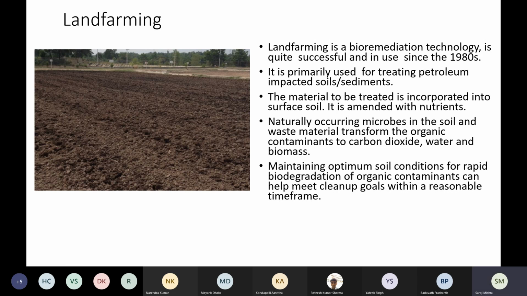Okay, so such projects are called land farming projects, and they have been going on for the last 40 years, as you see here. But of course, the contaminated material needs to be mixed with some soil in a certain proportion, because otherwise the levels of toxins are so high that microbial activity cannot be supported. So you need to mix it with the normal soil. That's a normal practice.